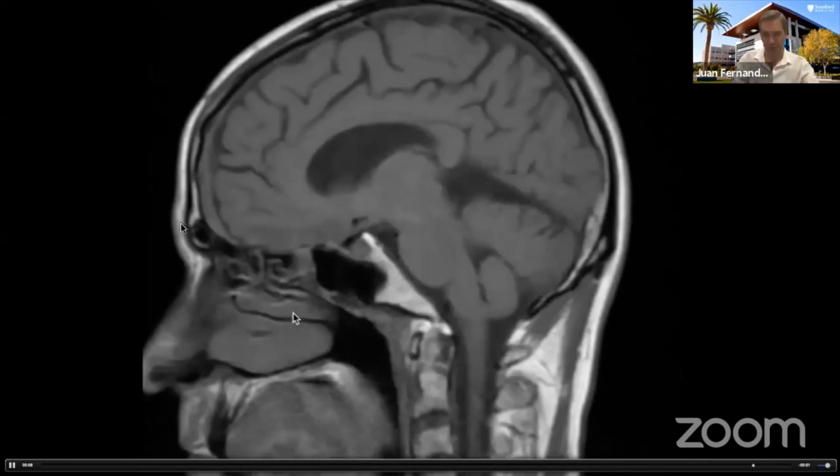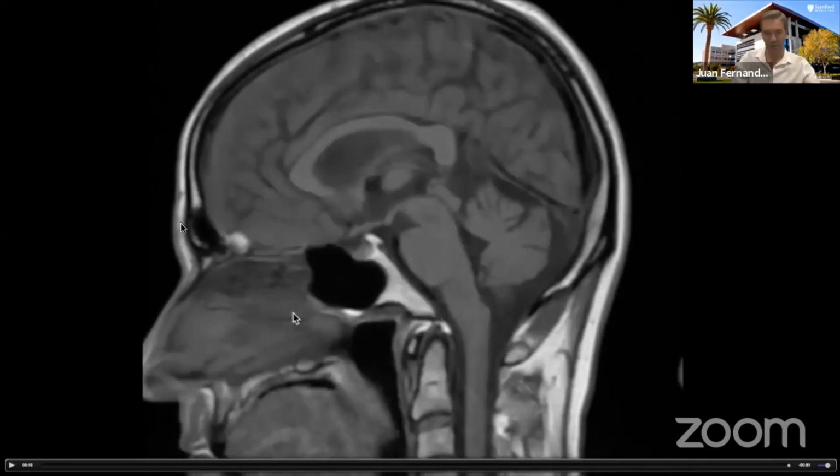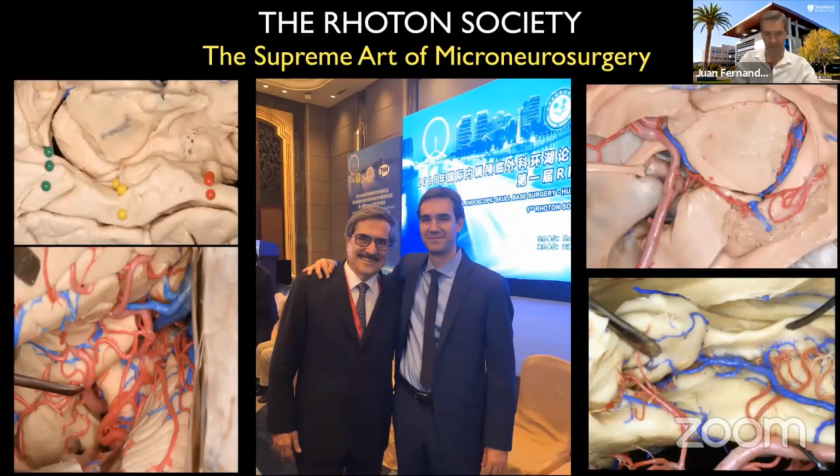Again, using the anatomy to perform this type of tumor resection, as Professor Vandro showed us, the art of microneurosurgery applied to tumors of the medial temporal lobe. Thanks very much.